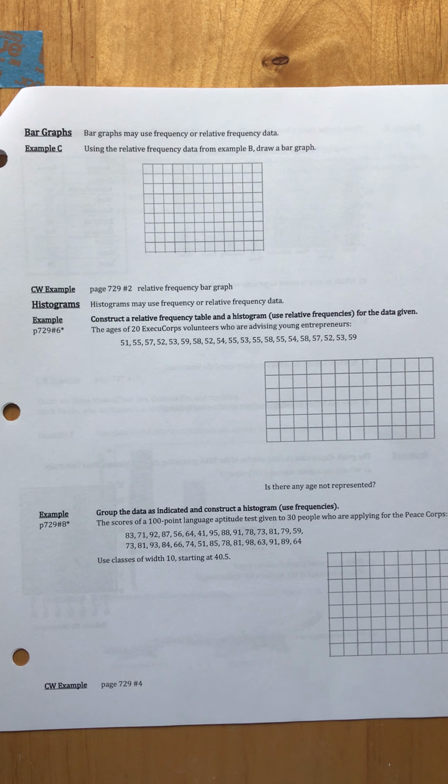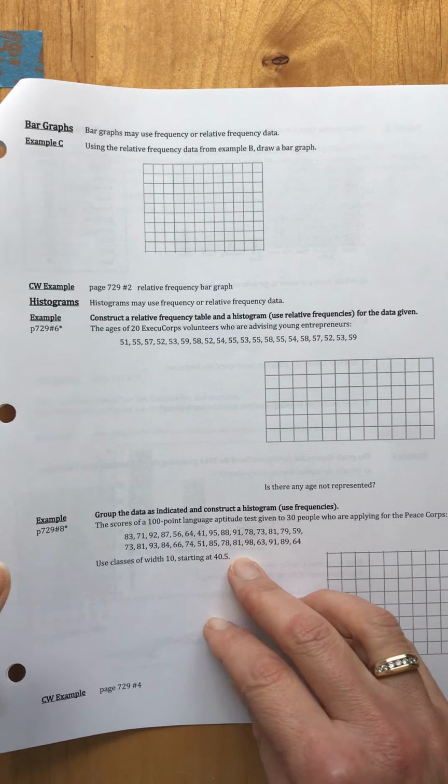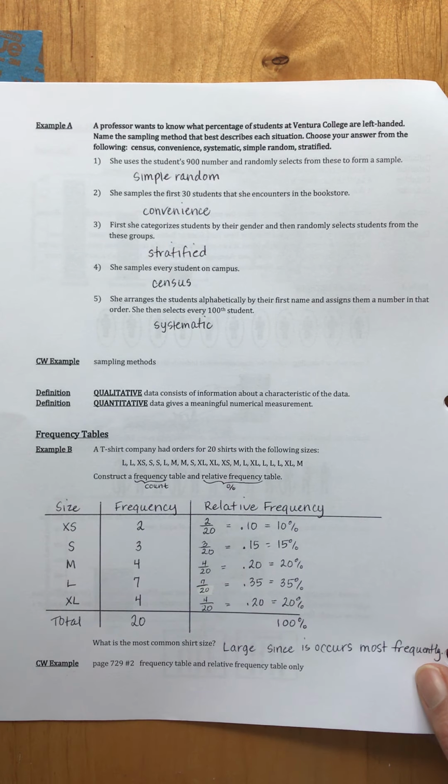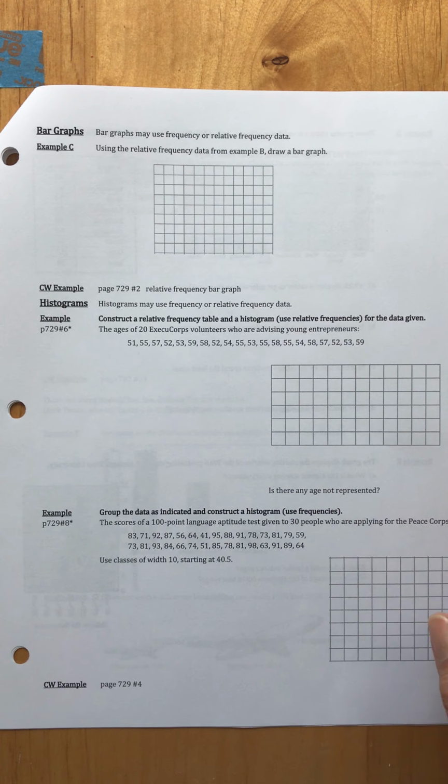We're back with section 14.1, page 3. So now we're asked about bar graphs. And bar graphs can use either frequency or relative frequency data. So we're asked to, using the relative frequency data from example B, draw a bar graph. So we will be using the data from here, okay, our extra small, small, and so forth. Okay, so we're going to be doing that.